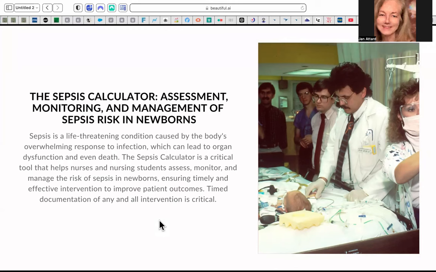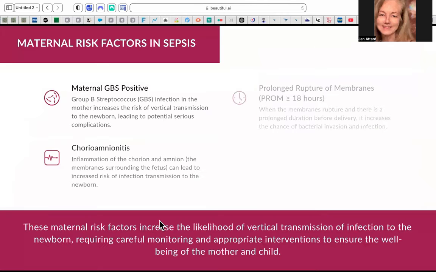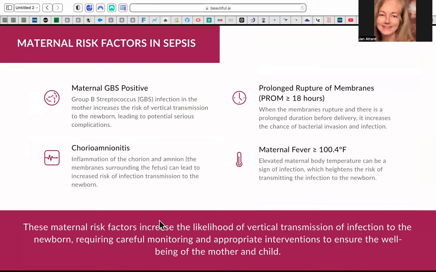The sepsis calculator is a critical tool helping everyone, not just nurses, not just students, monitor and manage the risk of sepsis in newborns, ensuring timely and effective intervention to improve outcomes. Anyone who's had their baby in the NICU understands what I'm talking about. This is a very critical, but a very, very organized situation of people that save lives.